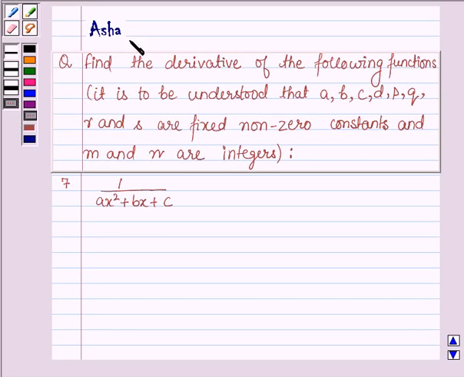My name is Asha and I am going to help you with the following question that says, find the derivative of the following functions. It is to be understood that a, b, c, d, p, q, r and s are fixed non-zero constants and m and n are integers.